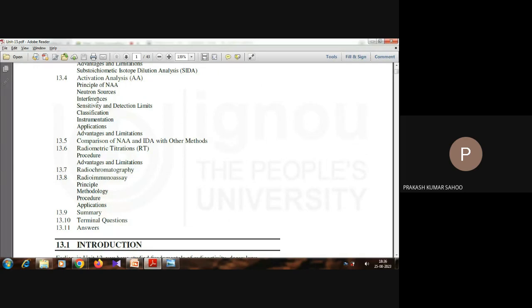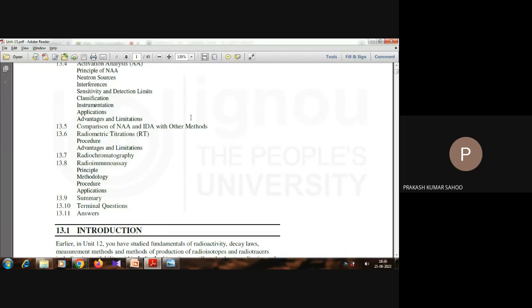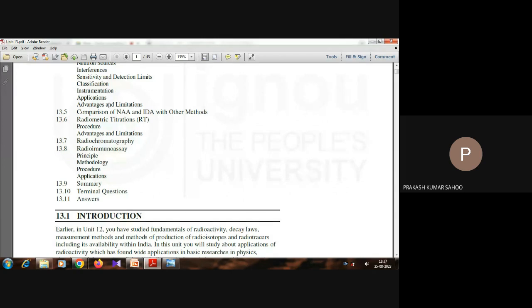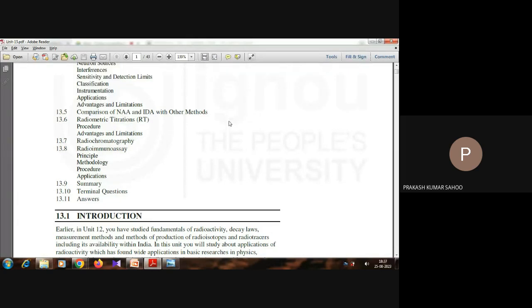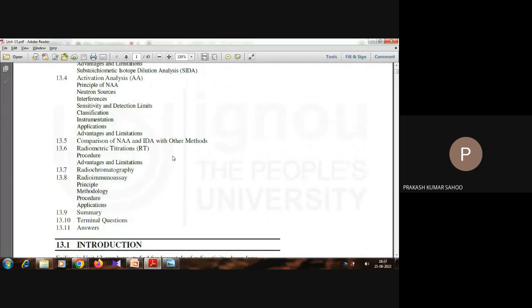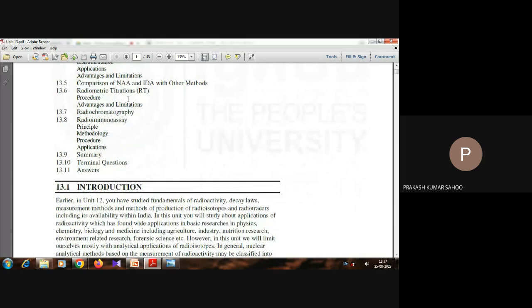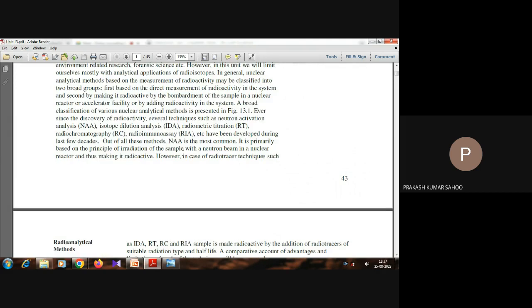Then we have some interferences, sensitivity, detection limit, followed by instrumentation, application, advantages, and comparison between nuclear activation analysis and isotope dilution analysis. Then we have some radiometric titration. Then at the end we have radiochromatography, which is a separation technique. Then radioimmunoassay is related to some medical application, and there are procedures and things.